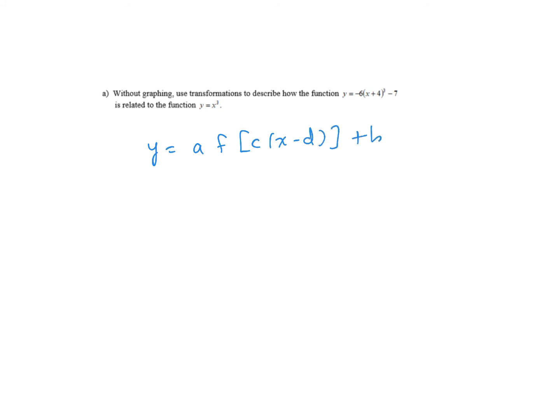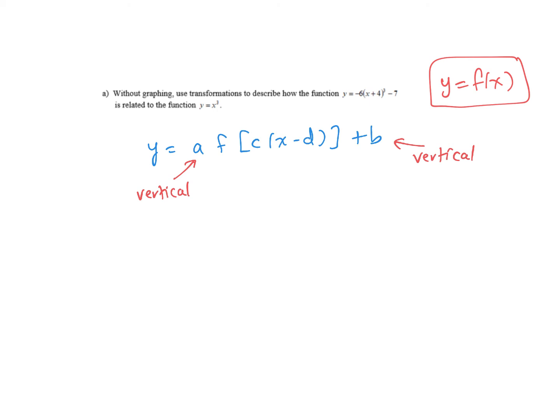A couple of things to keep in mind with transformations. First rule: if the transformation is outside the function, with the function being f of x, my parent function or starting function, either before or at the end, it's always going to be a vertical transformation because it is being applied after the function.